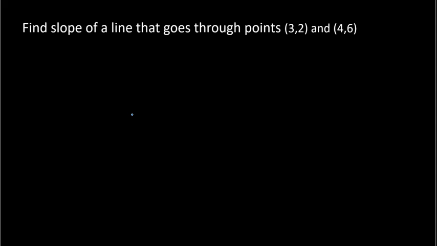Here's another example. So we have a line that goes through points 3, 2 and 4, 6. And we are to determine the slope just given the points. So remember, slope is rise over run, or y2 minus y1 over x2 minus x1.